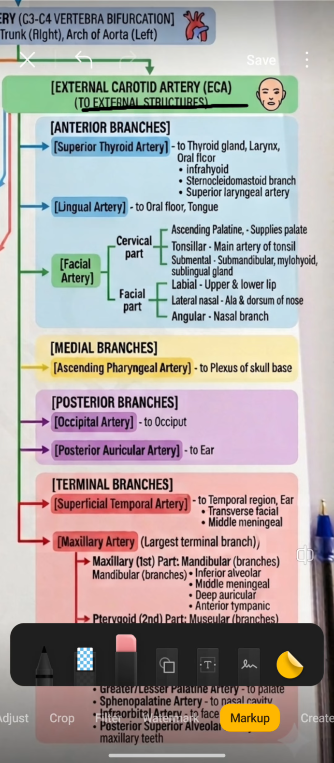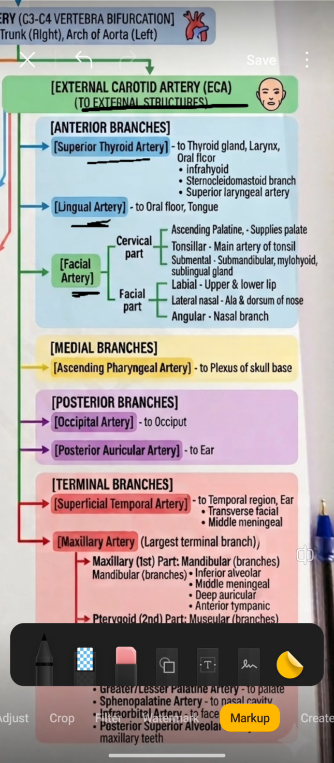Firstly, remember their names, then we will go into detail. The anterior branches are three: superior thyroid artery, lingual artery and facial artery, which arise near the greater cornu of the hyoid bone. The superior thyroid is below the tip of the greater cornu of the hyoid, the lingual is at the tip, and the facial artery is above the tip. Clear?